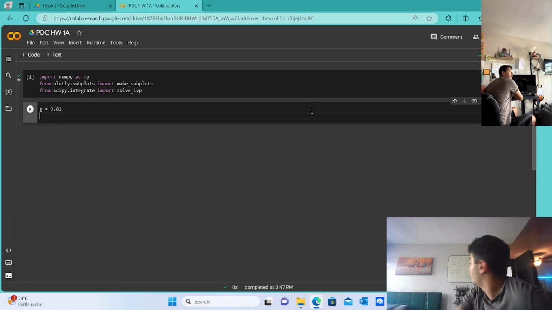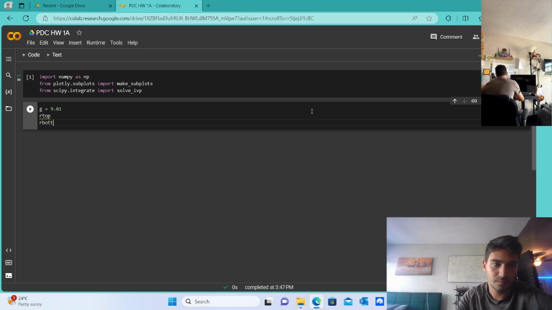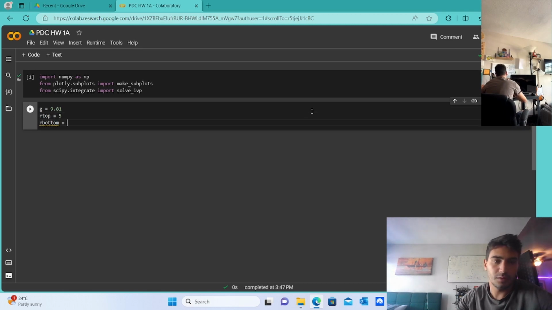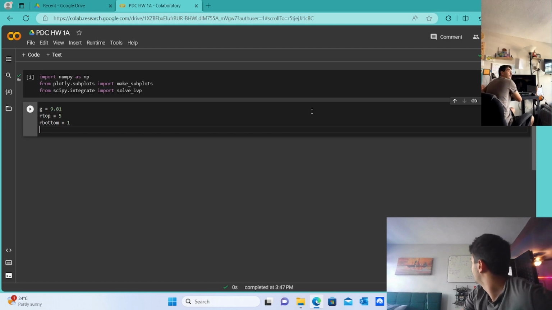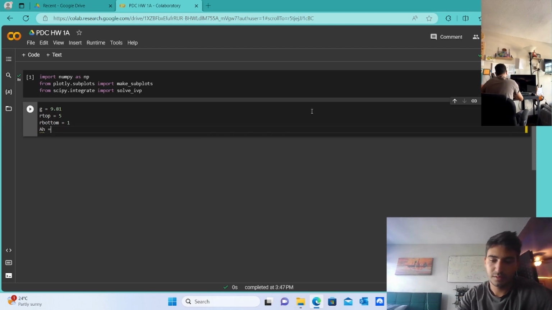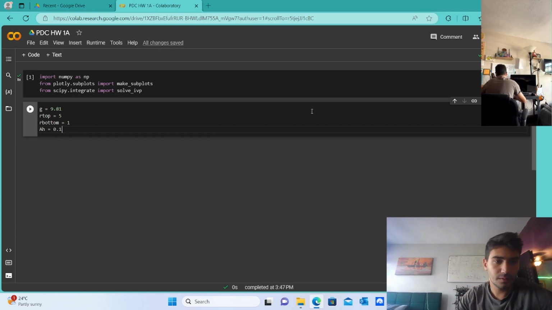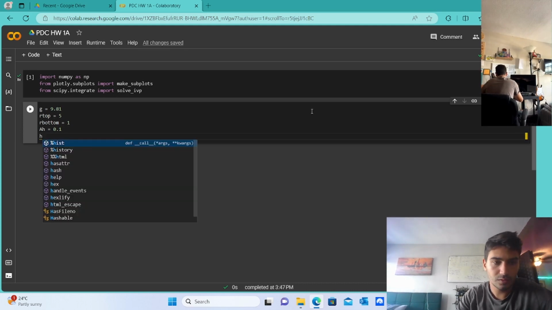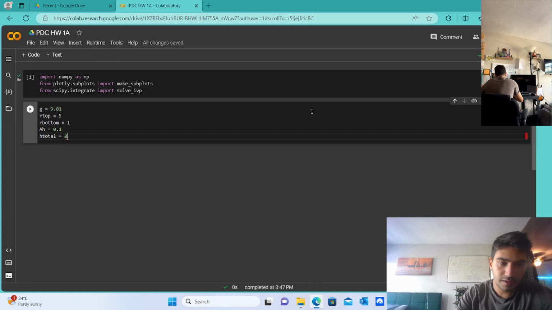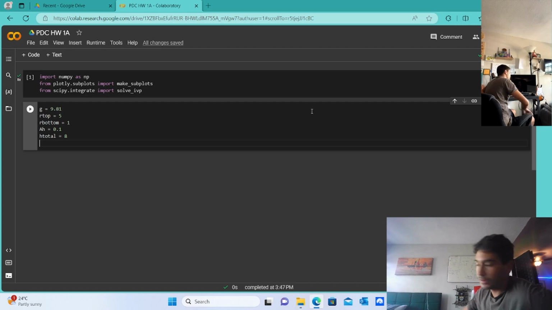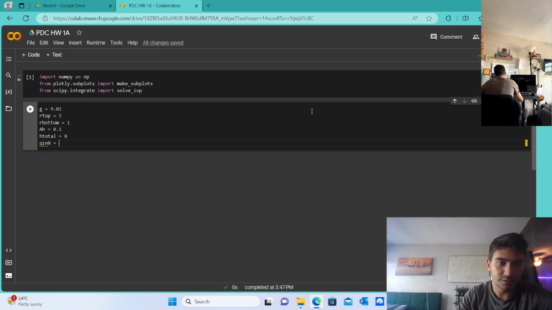Then we have our top and our bottom. Our top is equal to 5 meters. Our bottom is equal to 1 meter, right? And then we have AH, which is equal to 0.1 meter squared, right? And then we have H total, which is equal to 8 meters. And then what else do we have? We know Qn naught is also equal to 0.1.